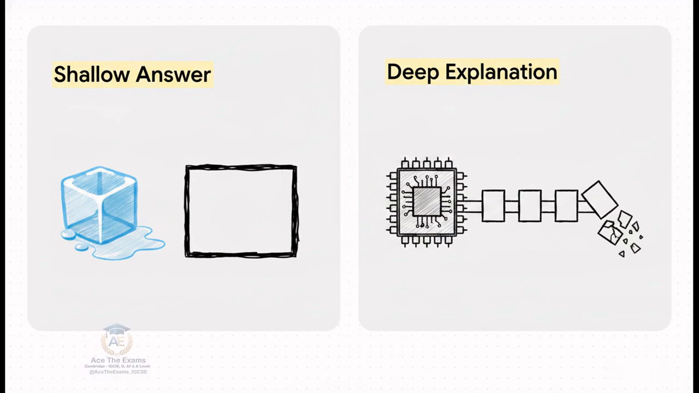I want you to try this mental exercise right now. I'm putting 60 seconds on a virtual clock in your head. If you had to rewrite a basic, flimsy description of binary addition into a full, robust explanation, how would you structure it? Think deeply about employing that PEEL framework we talked about.